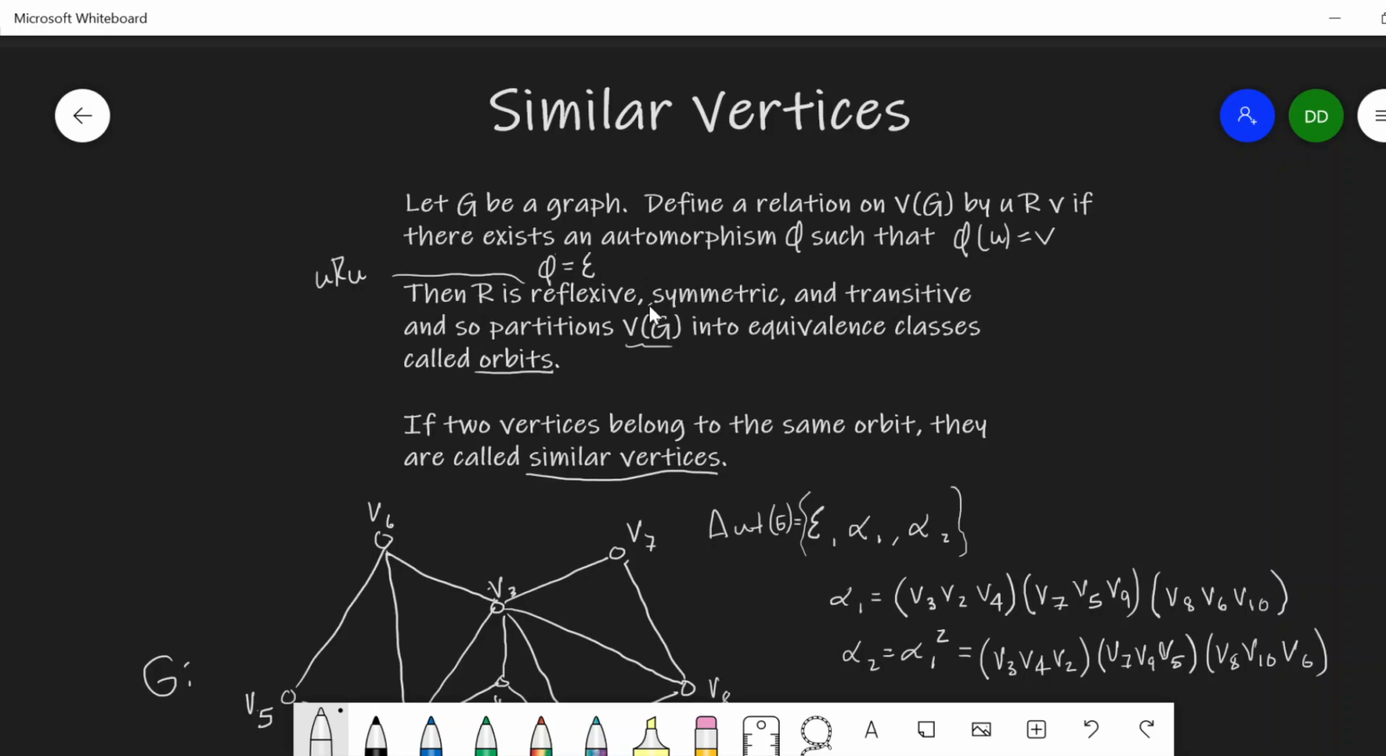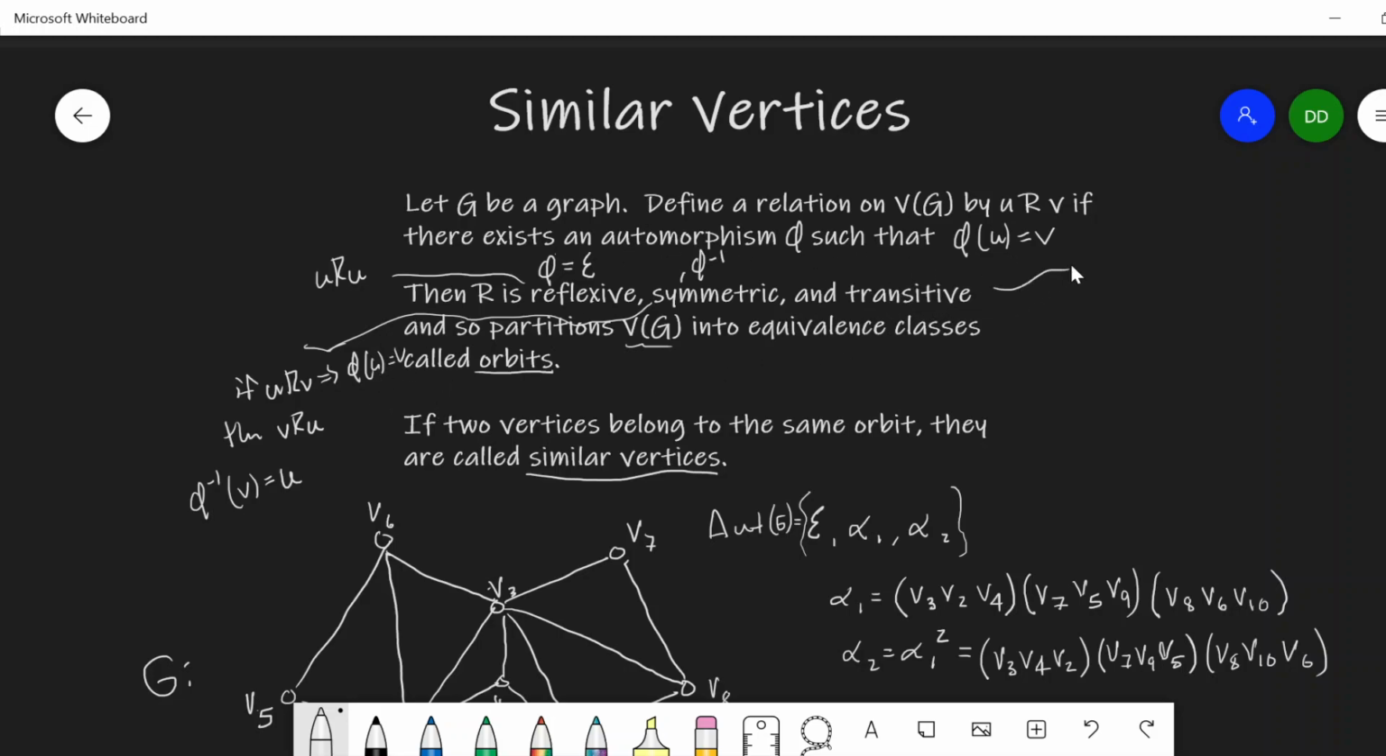It's symmetric, so remember symmetric means that if u relates to v, then v relates to u. So what can we use here? If u relates to v, this means that there's some phi such that phi of u equals v, and we want to show that v relates to u. Well, the inverse of this will work. So use phi inverse for this. If phi of u equals v, then phi inverse of v is equal to u. And phi inverse is an automorphism, right? Because the automorphisms form a group.